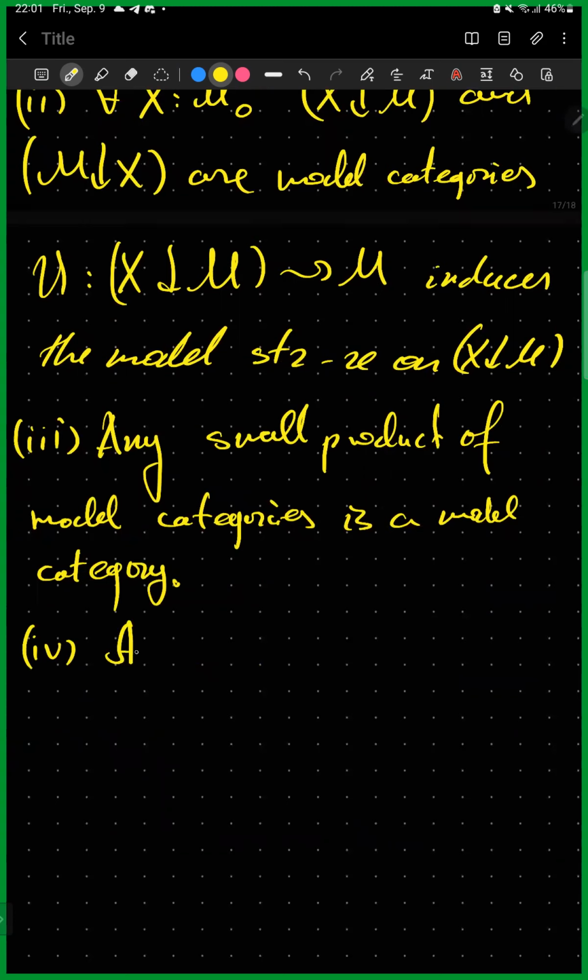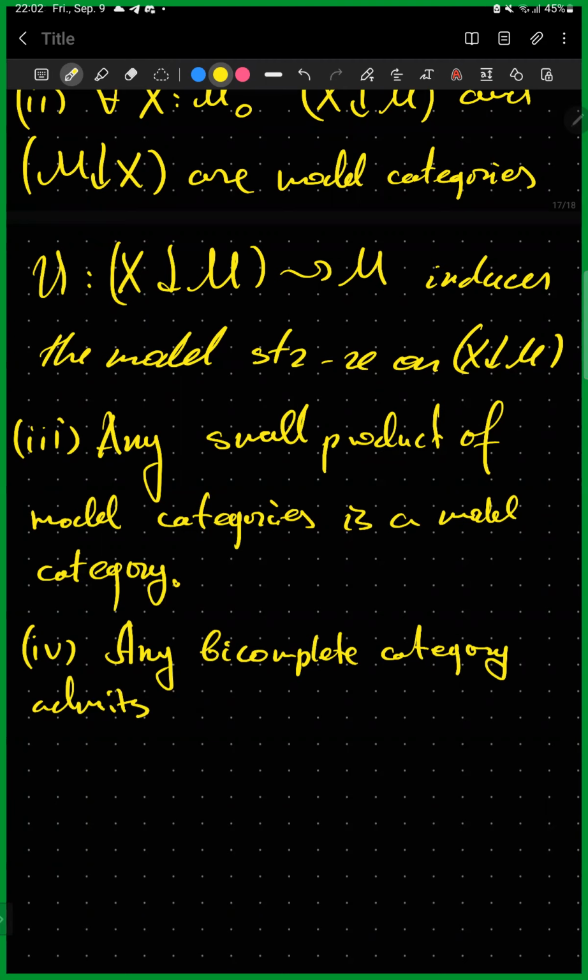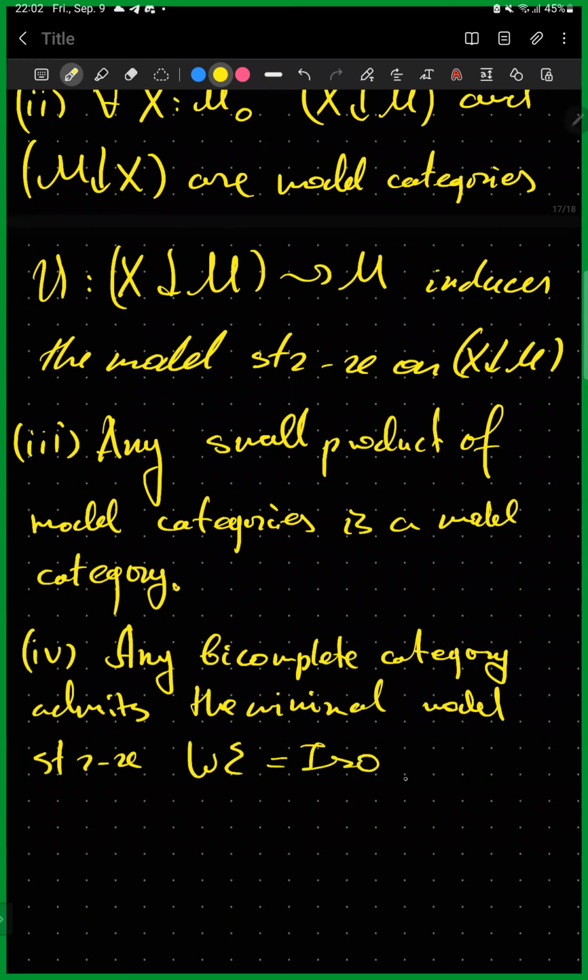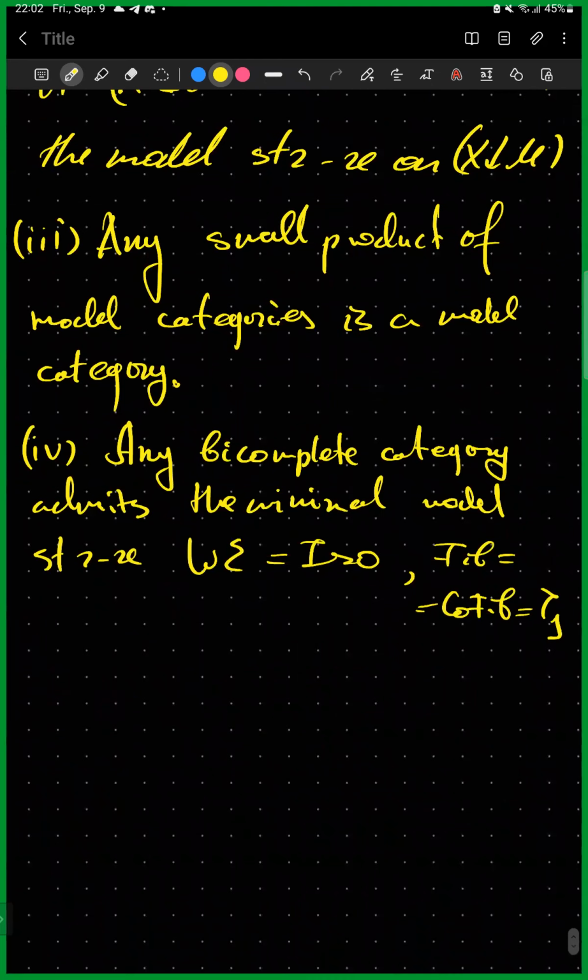So another example is that any bicomplete category admits the minimal model structure in which weak equivalences are isomorphisms, and fibrations and cofibrations coincide, and they are just all morphisms. And also each bicomplete category admits a maximal model structure, which may not be unique, as opposed to the minimal model structure.